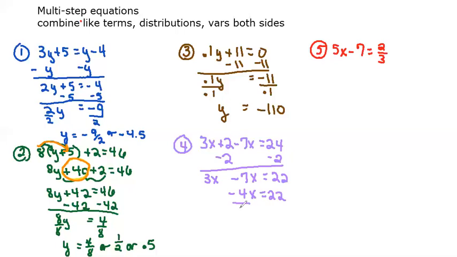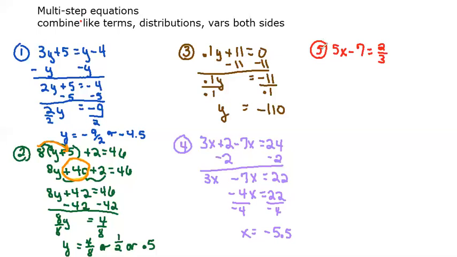And when I divide by negative 4, we end up with a negative 5.5. Okay, so the key here was if you have variables and constants intertwined between each other, just subtract them off one by one. That will help you in your solving.